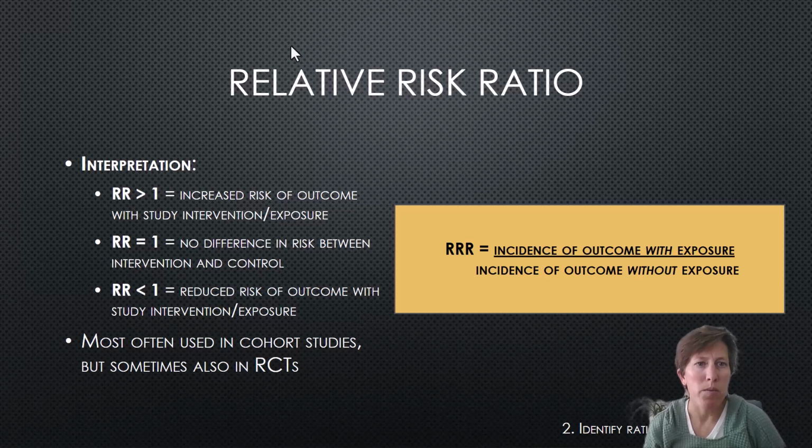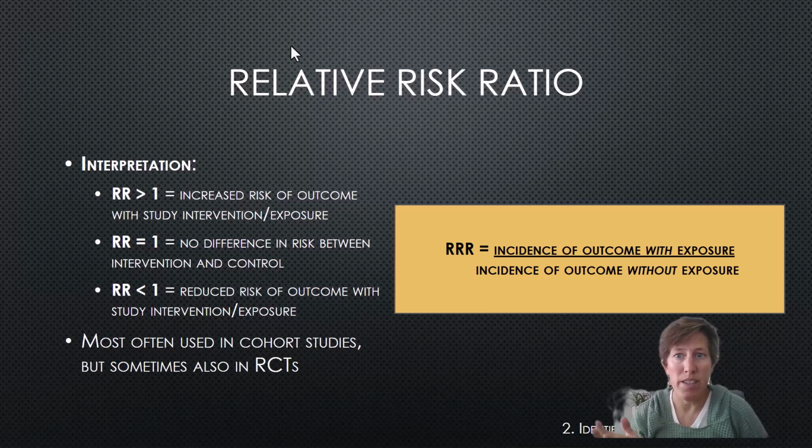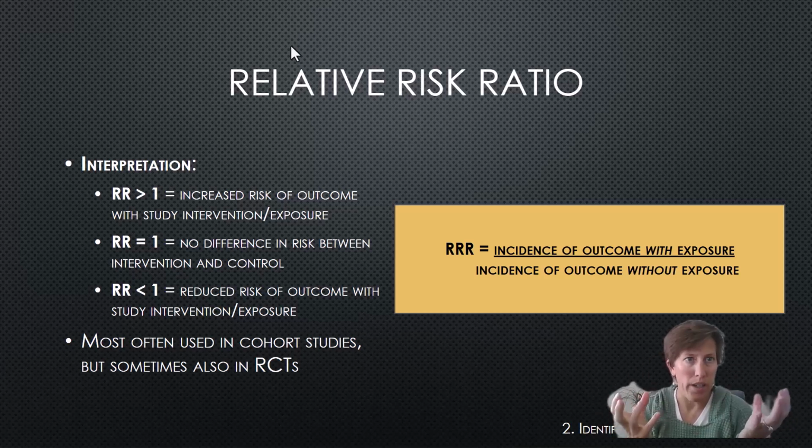This means division. Let's look at how to interpret our relative risk ratio. When we have a relative risk ratio that is equal to 1, again, we're looking at division. So essentially 10 divided by 10 is 1. Then we're looking at 10, incidence of outcome with exposure, divided by the exact same number, 10, the incidence of outcome without exposure. So that 10 divided by 10 equals 1 means there is no difference between exposed versus non-exposed.